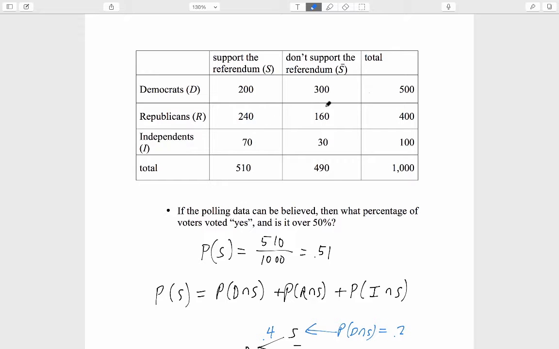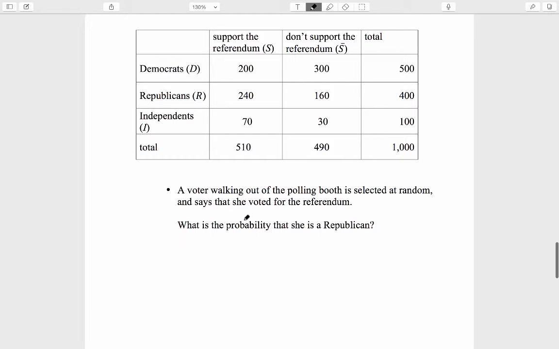The quick approach we used here to filling out this table should not lead us to forget the thought process behind the tree and the role of conditional probabilities in it. Another question. A voter walking out of the polling booth is selected at random and says that she voted for the referendum. What is the probability that she is a Republican? Let's stop and think. Conditional or unconditional? This is conditional on the knowledge that she voted for the referendum. The probability we need to find here equals the probability of R given S.